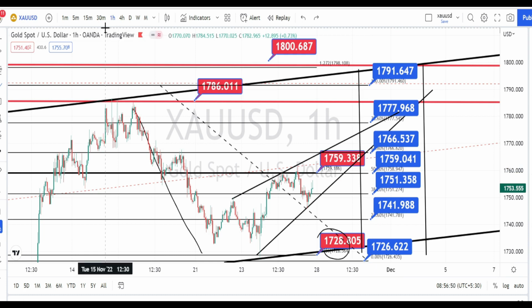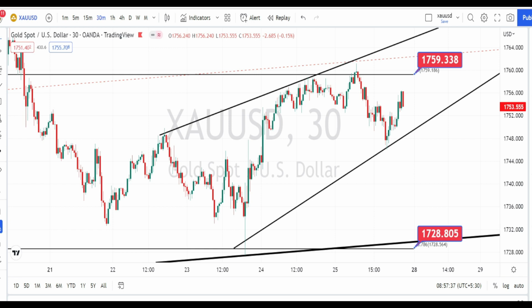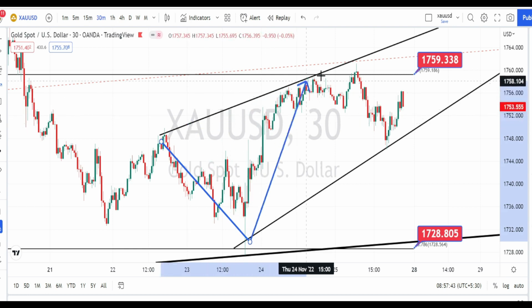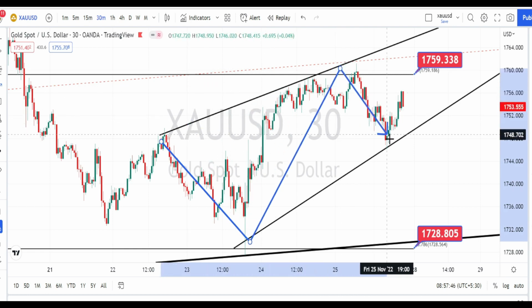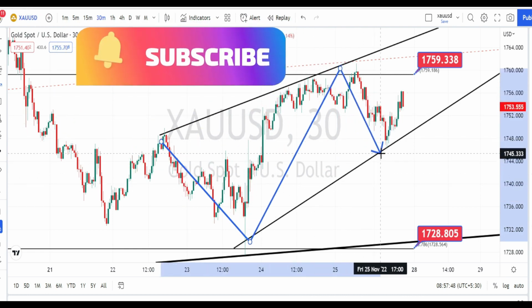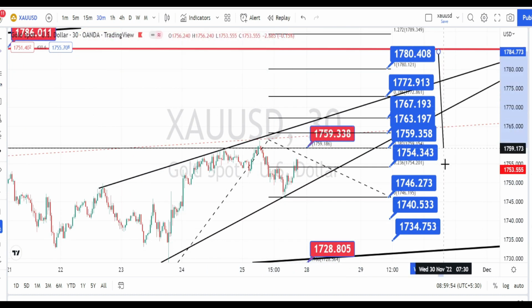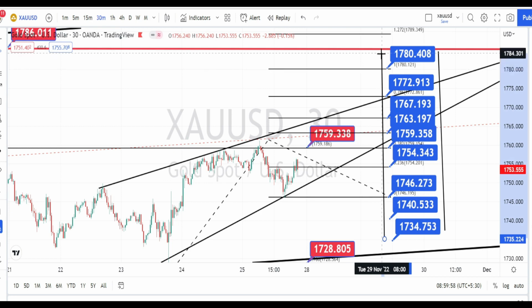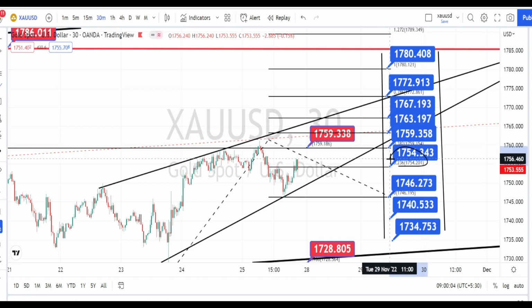Let us mark the support and resistance levels for 30 minutes time frame. I am in 30 minutes time frame now. In 30 minutes time frame also, we are noticing the price action to be consolidating within this resistance line from the hourly time frame and the support line from the 4-hour time frame. So the values within these blue color boxes are the resistance and support levels for current price action in 30 minutes time frame. Currently the price action is trading between the support level of 1754 and resistance level of 1759.